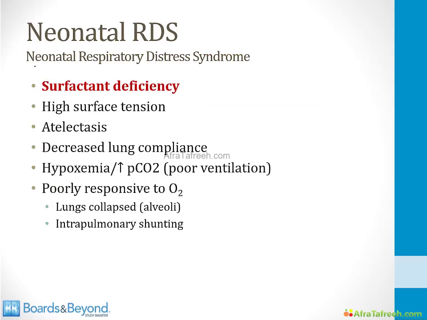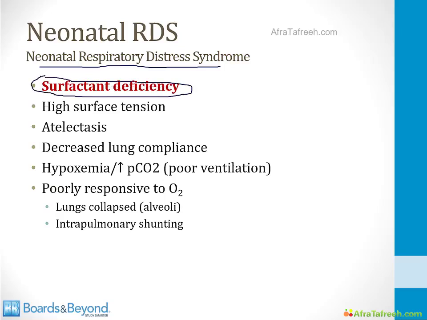Babies that are born before their lungs have enough surfactant will develop what's known as neonatal respiratory distress syndrome. This entire syndrome can be explained by a deficiency in surfactant. As a result, the alveoli have high surface tension, they have a high collapsing pressure, the alveoli tend to collapse and cause atelectasis. The lungs are stiff and they have poor lung compliance, and the baby will develop hypoxemia and elevated PCO2 because of poor ventilation.